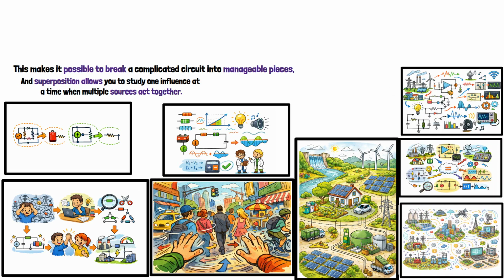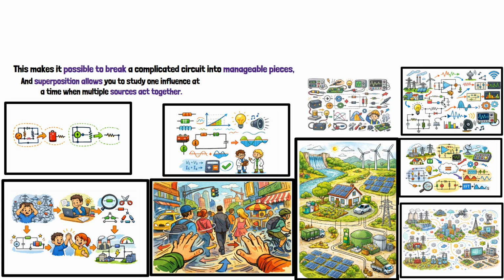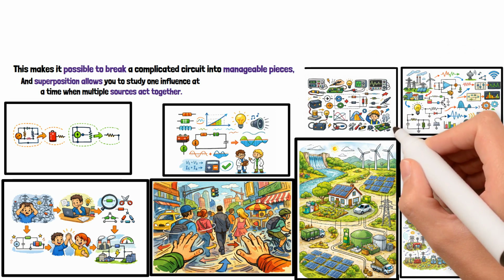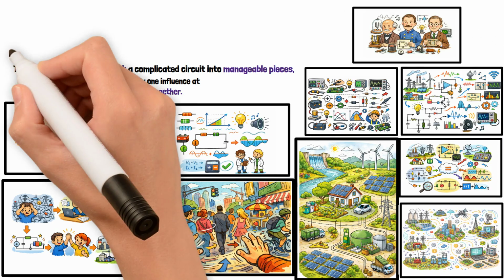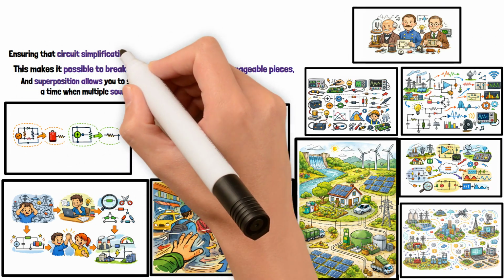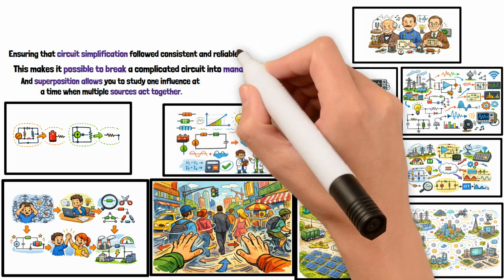understood through simple equivalence. In practical engineering work, these theorems are applied when designing power supplies, analyzing electronic circuits, optimizing load conditions, and troubleshooting real hardware. They were later formally defined and standardized by engineers like Hermann von Helmholtz, Leon Charles Thevenin, and Edward Laurie Norton, ensuring that circuit simplification followed consistent and reliable rules across the world.